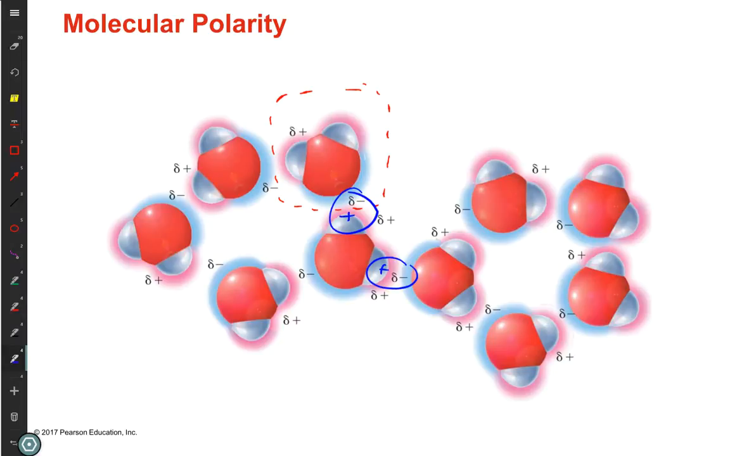It also, because of the stability of that, makes water a liquid at room temperature rather than a gas at room temperature, which we should appreciate, right? So we can swim in water, take baths, all those good things.